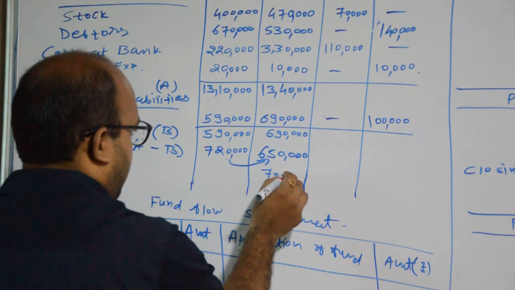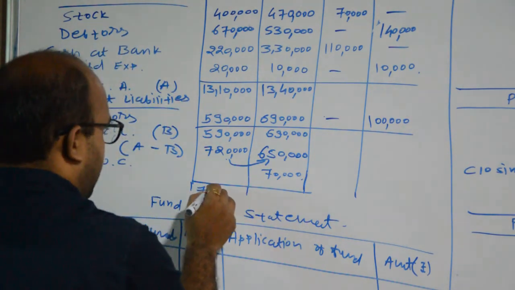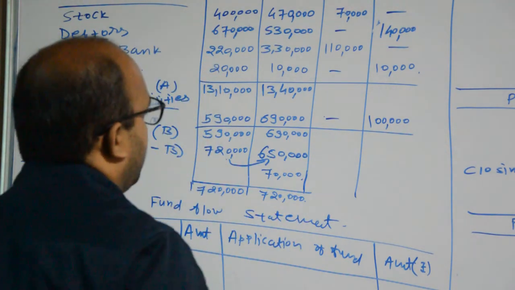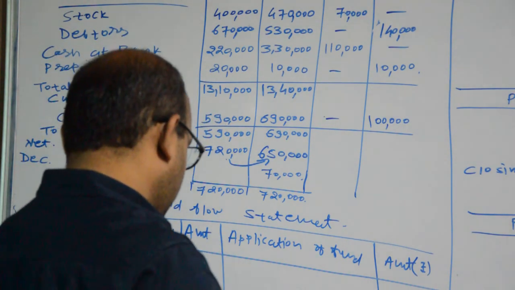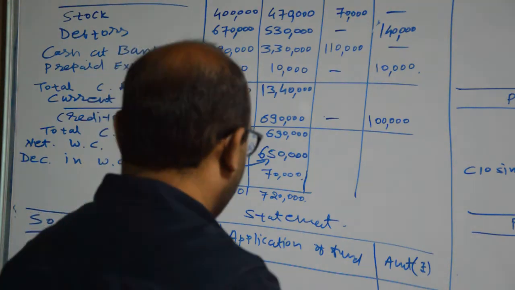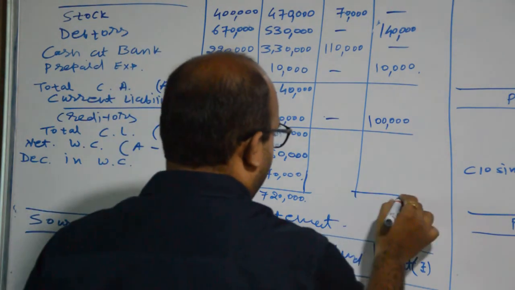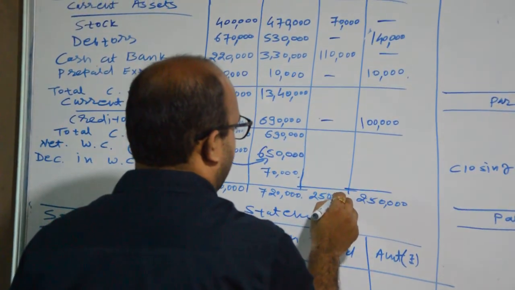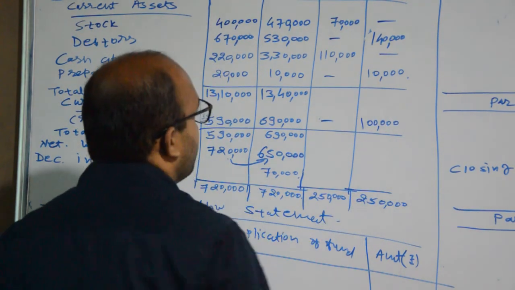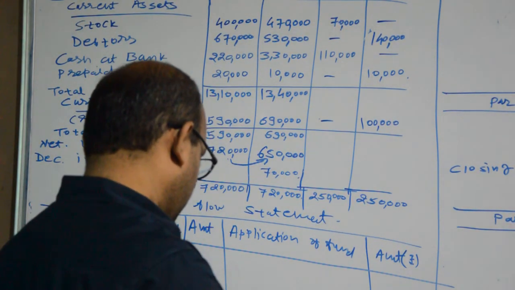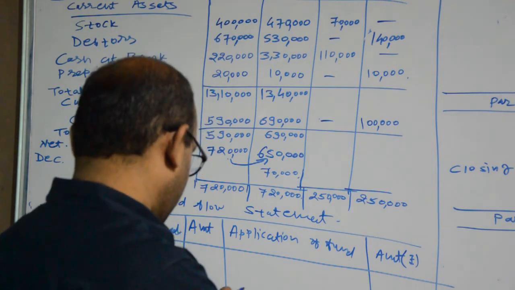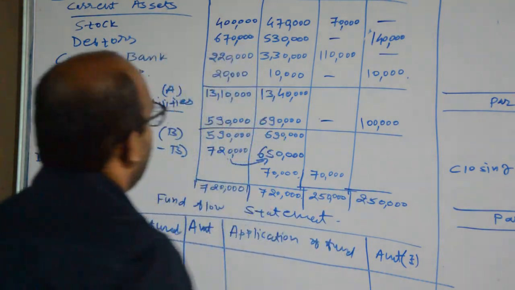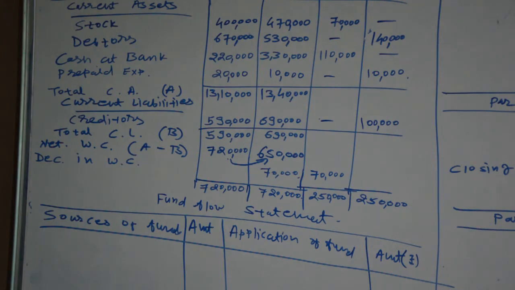Okay? The total will be 7,20,000, 7,20,000. Okay? 1,40,000 plus 10,000 plus 1 lakh rupees, 2,50,000 total. Here 2,50,000. Okay, we have completed the statement showing changes in working capital.